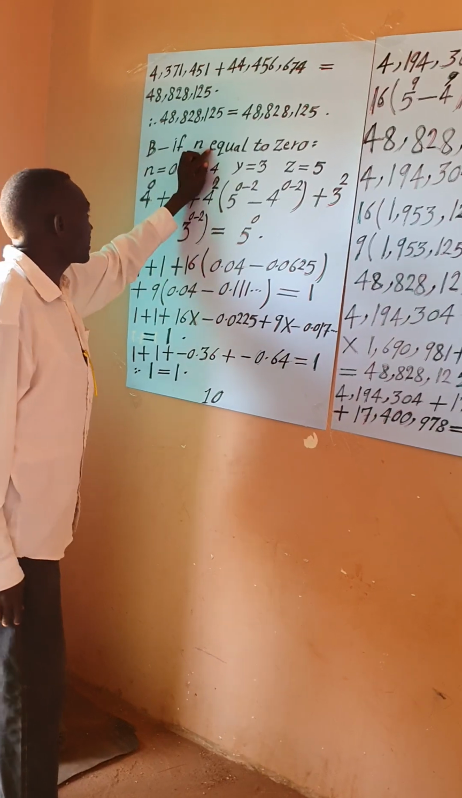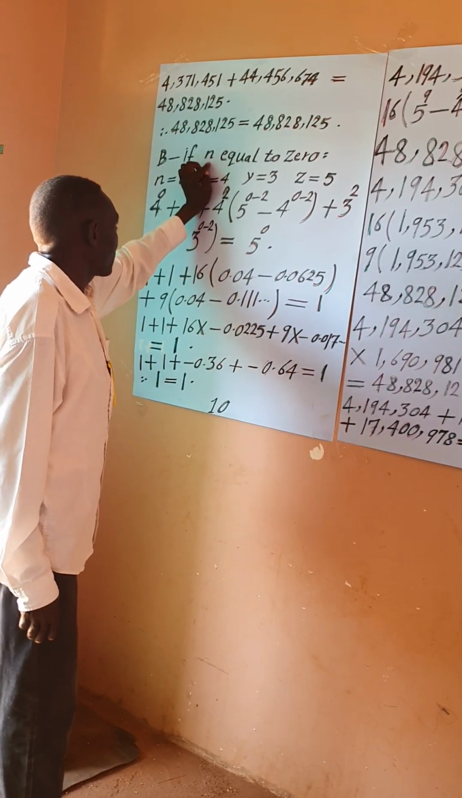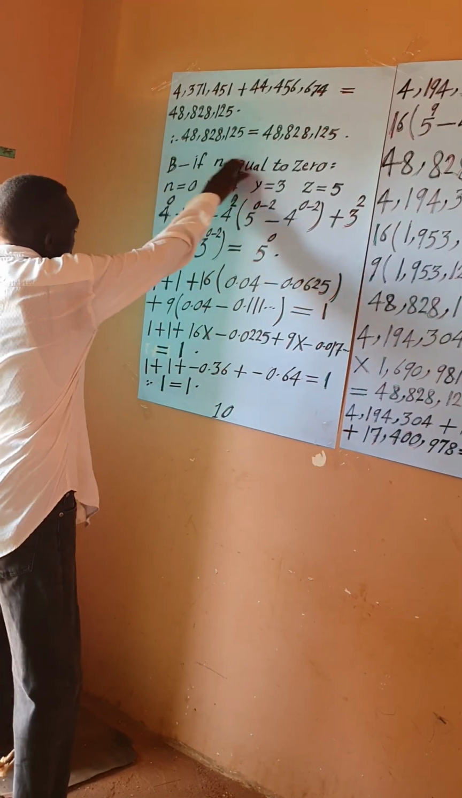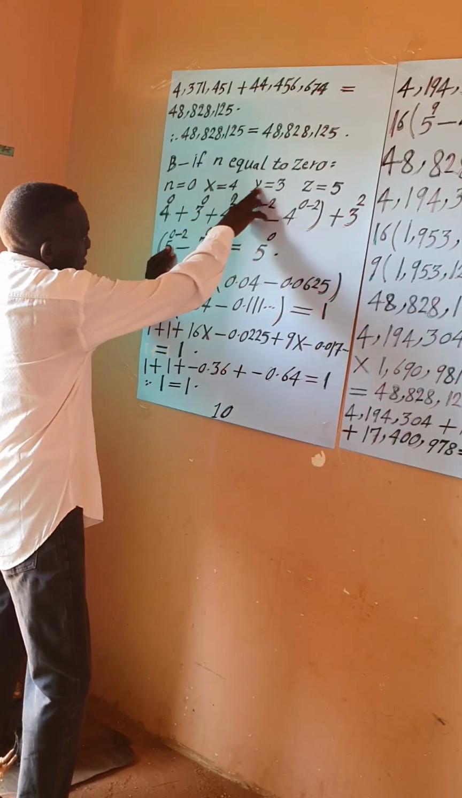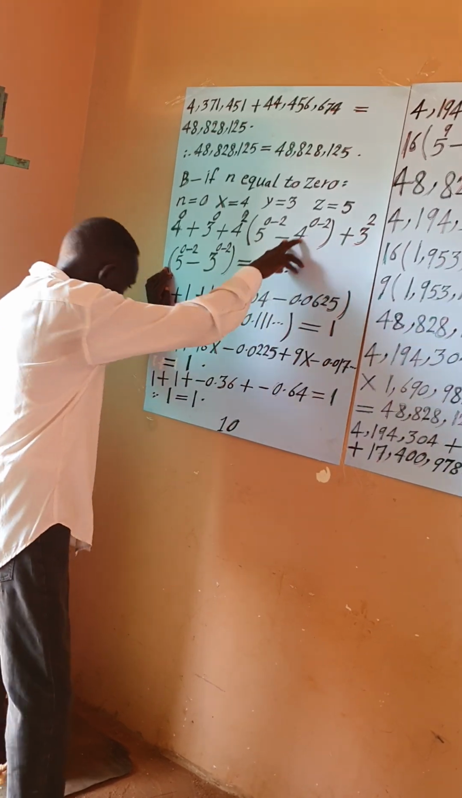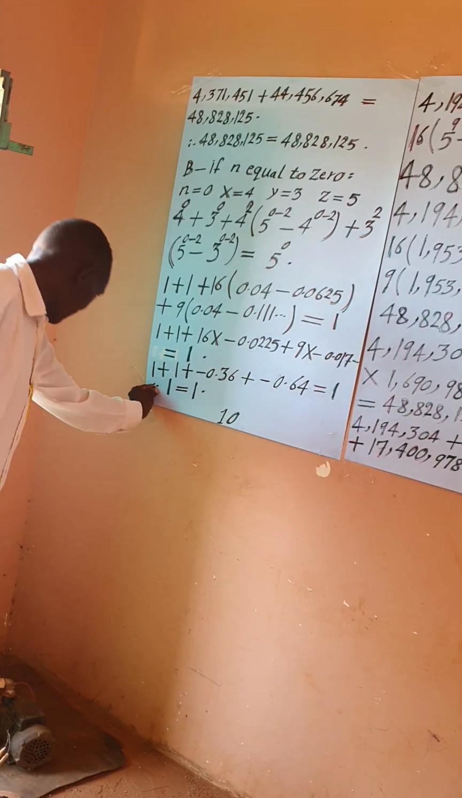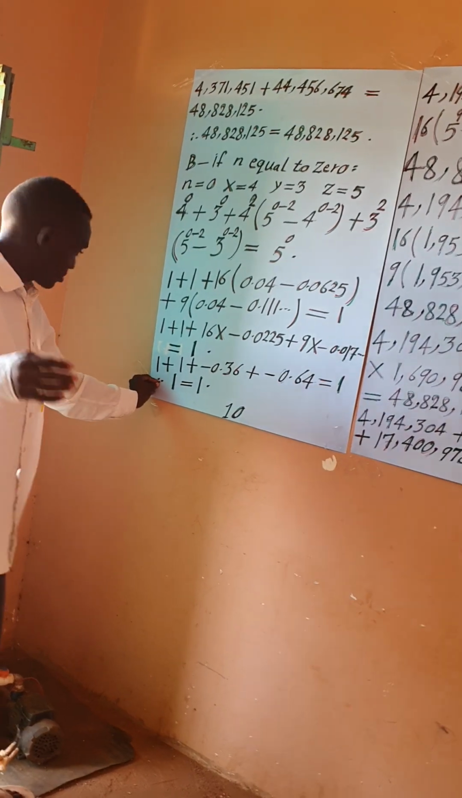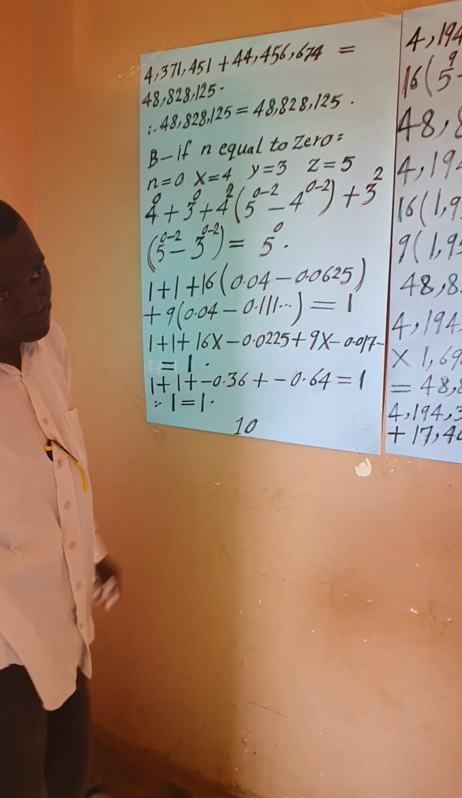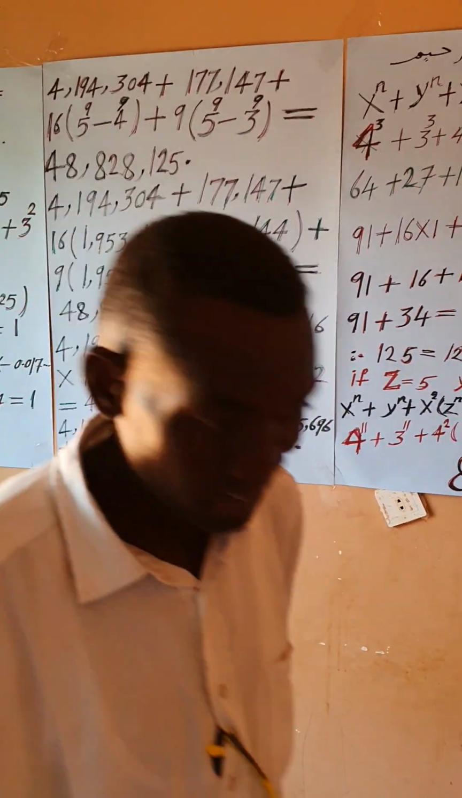If we take n equal to 0 and we apply this equation exactly, in the end we get 1 equals 1. Okay.